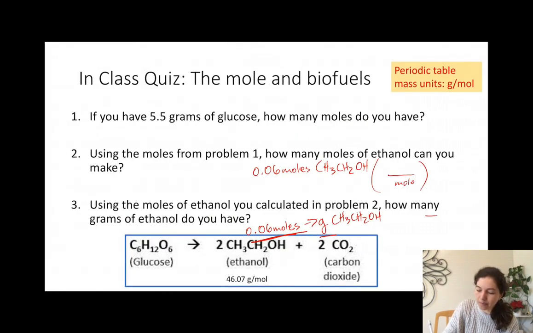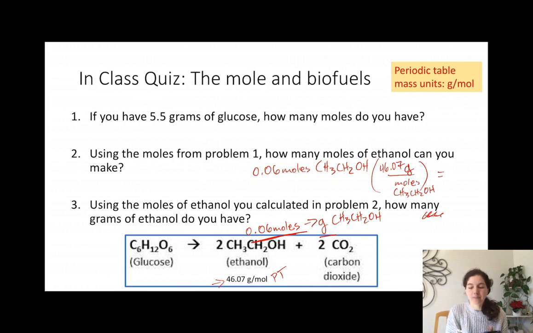So moles of your ethanol per gram. This value we get down here, 46.07 grams per mole, comes from our periodic table. And if you calculate this value, we end up with 2.76 grams of ethanol. So that's how much ethanol we can make from 5.5 grams of glucose.